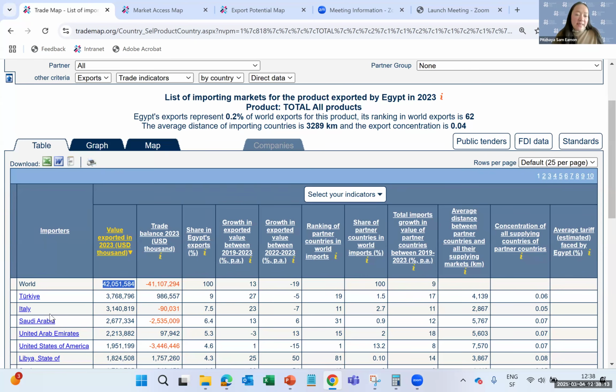So for example, we see here that in 2023, Egypt exported 42 billion US dollars worth of goods to countries around the world. This is not 42 million dollars. When you add 3 more zeros, it becomes billion US dollars. And the biggest trading partner, Turkey, Egypt exported 3.7 billion US dollars to Turkey, followed by Italy, Saudi Arabia, United Arab Emirates, United States, and Libya.